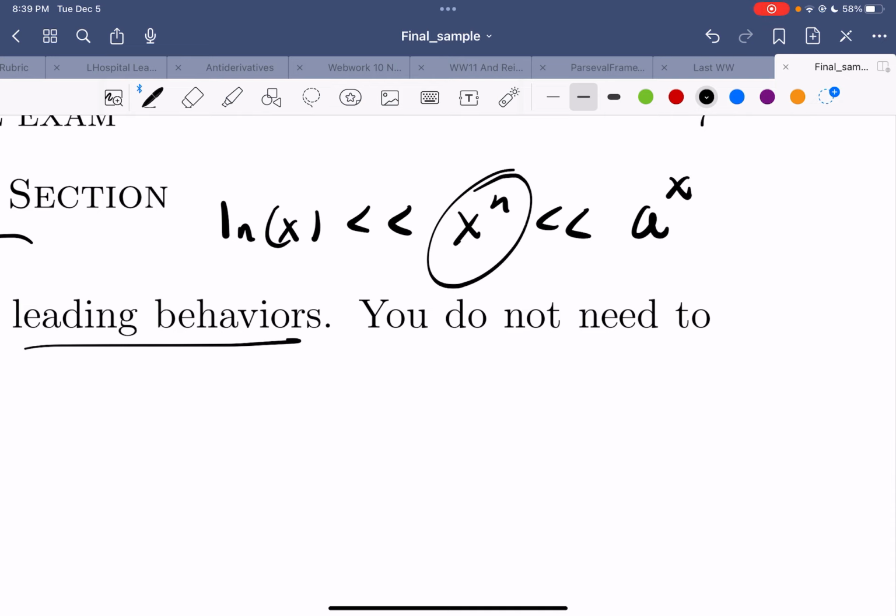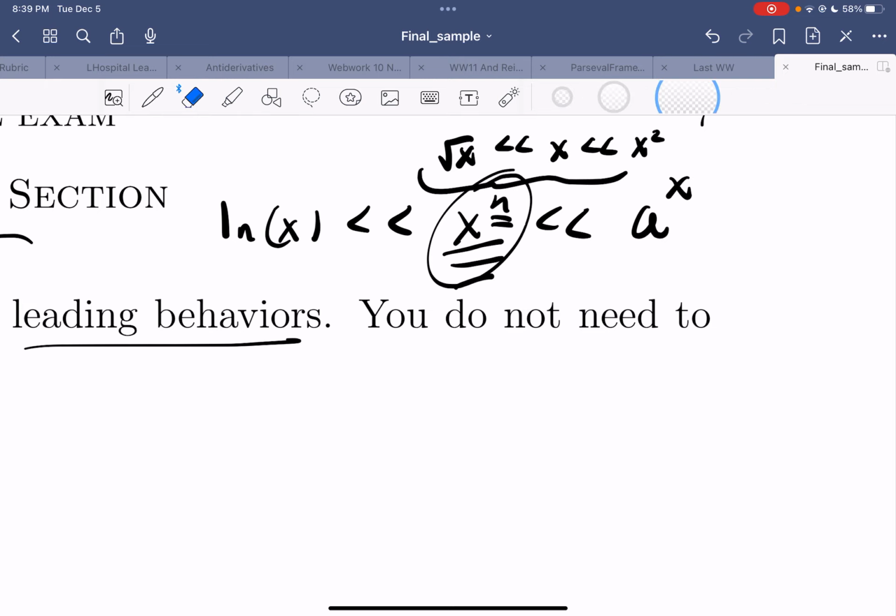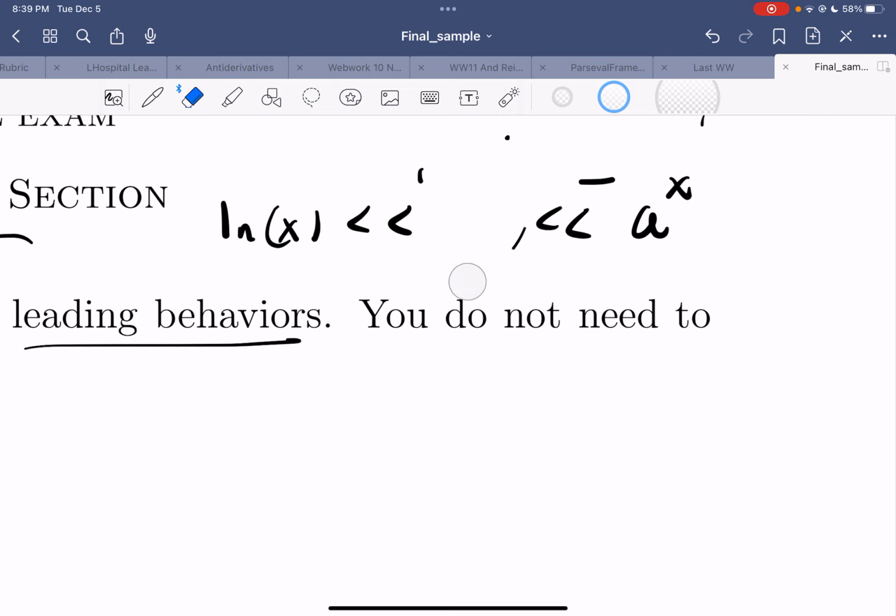And included in this land, you just order by the exponent. So like root x, which is x to the 1/2, that's going to be less than x, which is going to be less than x squared. There's a whole family in here that I just didn't feel like writing. So broadly speaking, this is the pattern.